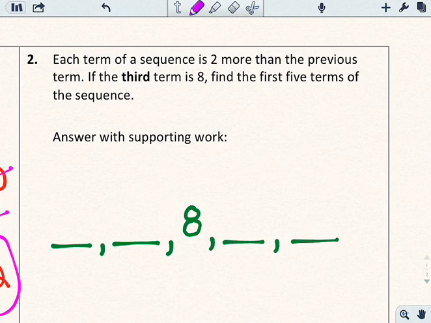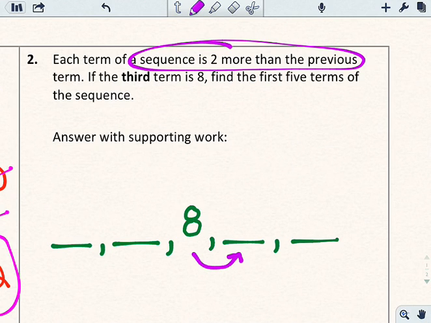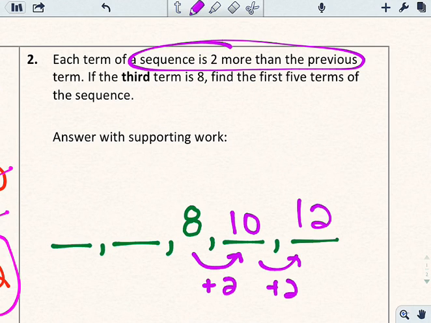And the only clue we've been given is that each term of the sequence is 2 more than the previous number. So what we're saying is that if I take 8 and then add 2, I get the next one, which is 10. Add 2 again and get 12. Now, we have to fill in all the first 5 terms, which means we actually have to go backwards.